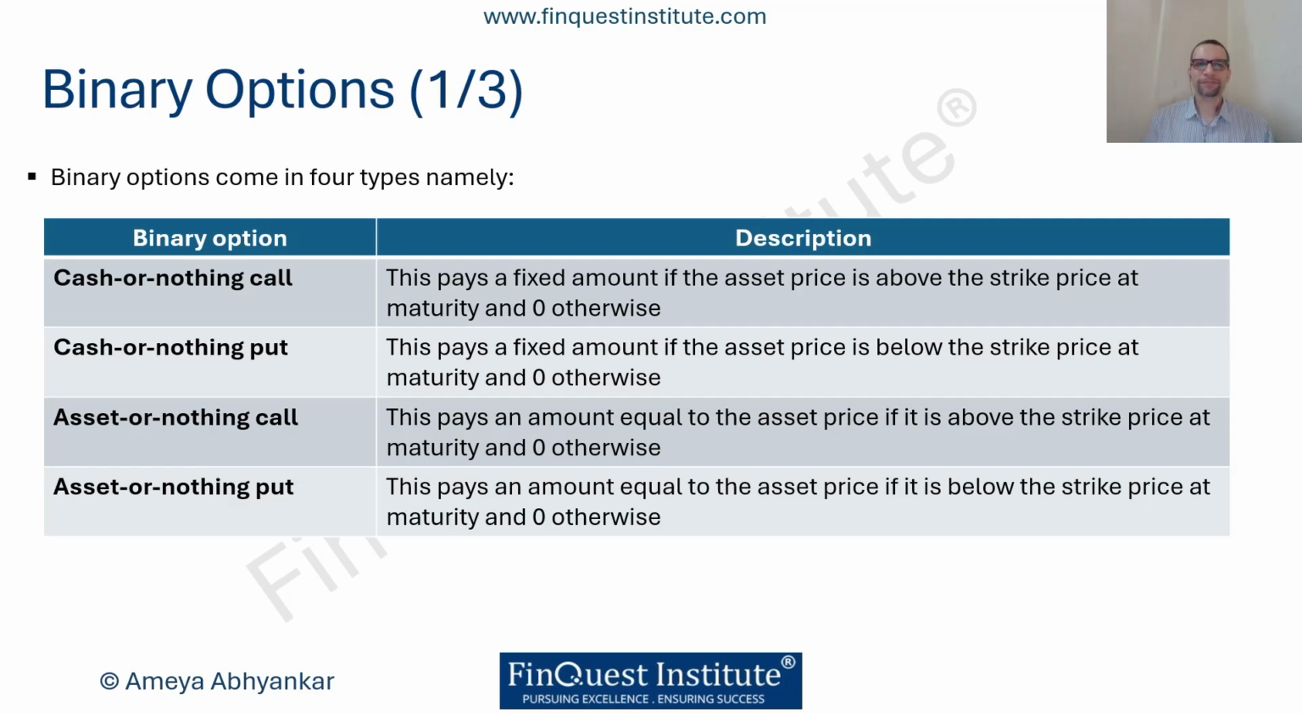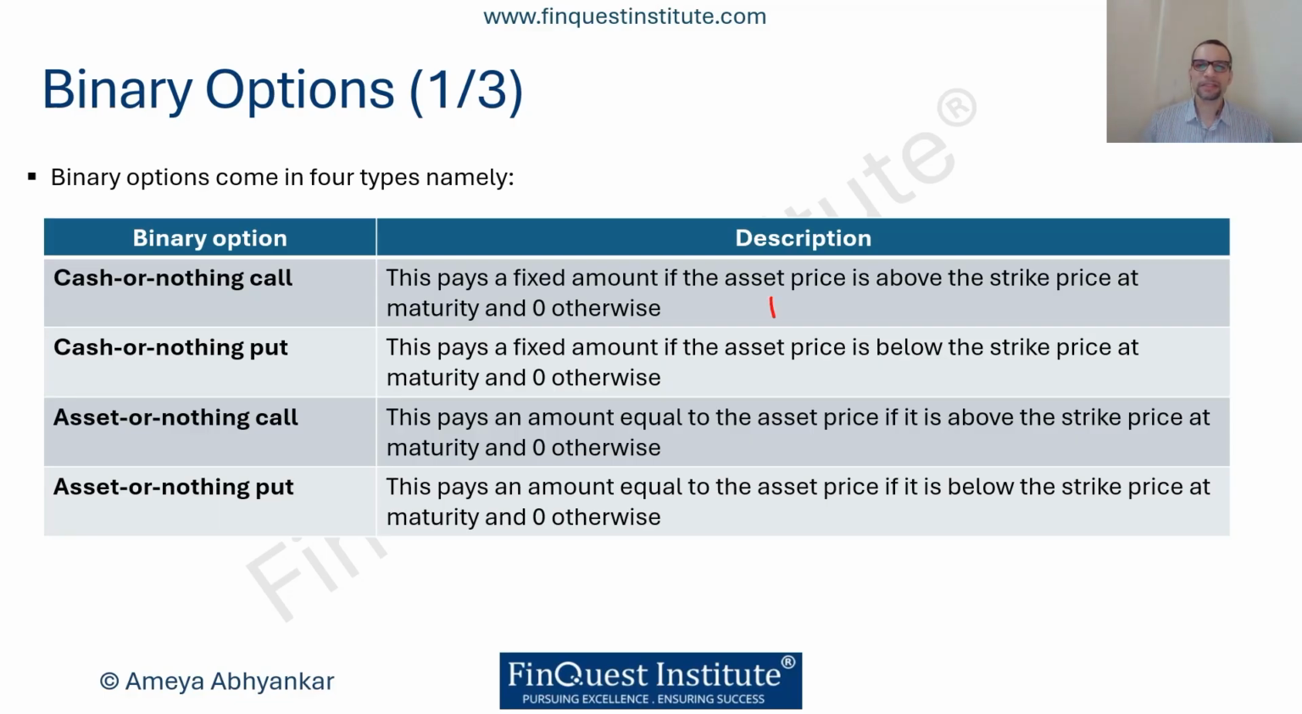Now, binary options, another name which we give for a couple of types of these varieties is also what we call a digital option. So we'll walk through this. Binary options come in four types generally. So we have a cash or nothing call. The meaning of this is it will pay a fixed amount if the asset price is above the strike price, otherwise it will pay a zero.